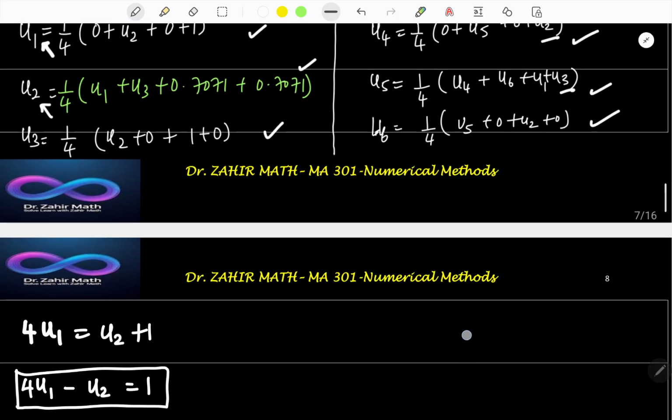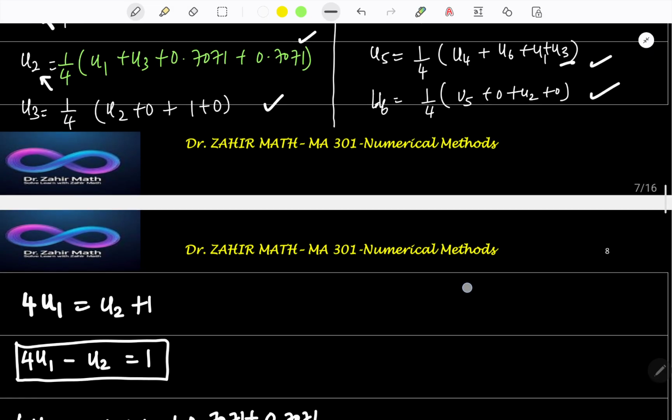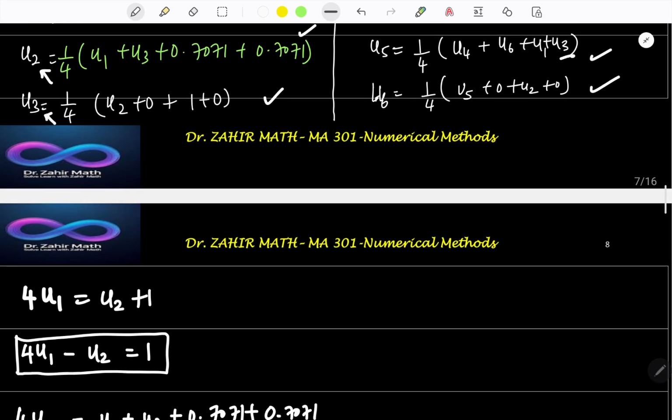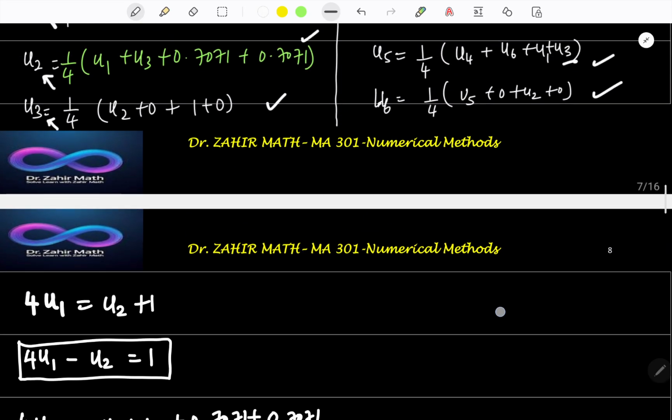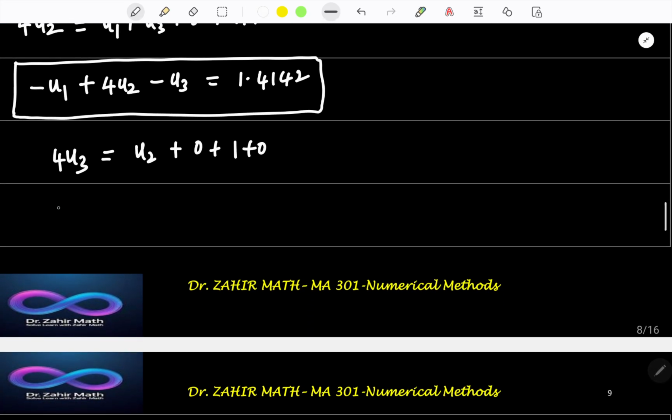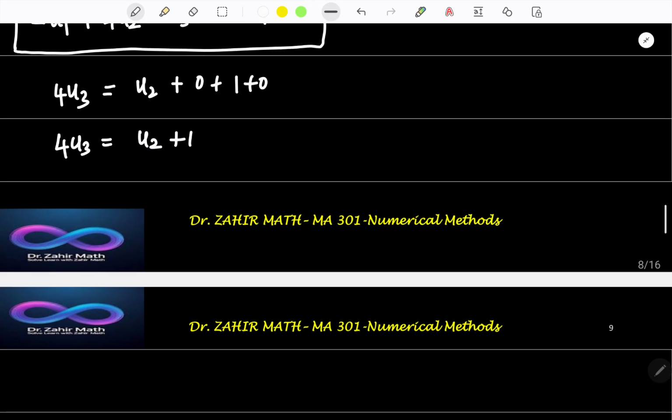Next I go for the third equation, which is 1 by 4 u2. So I cross multiply this one, 4u3 equals u2 plus 0 plus 1 plus 0. Am I right? Yes, correct. Now 4u3 equals u2 plus 1. Now you write in the proper manner 0 u1 because there is no u1, minus u2 plus 4 times u3 is equal to 1.